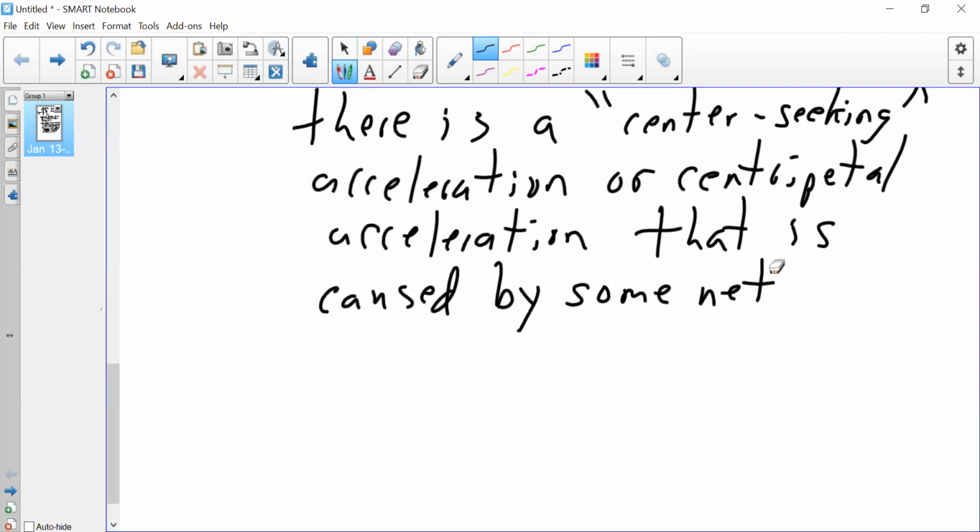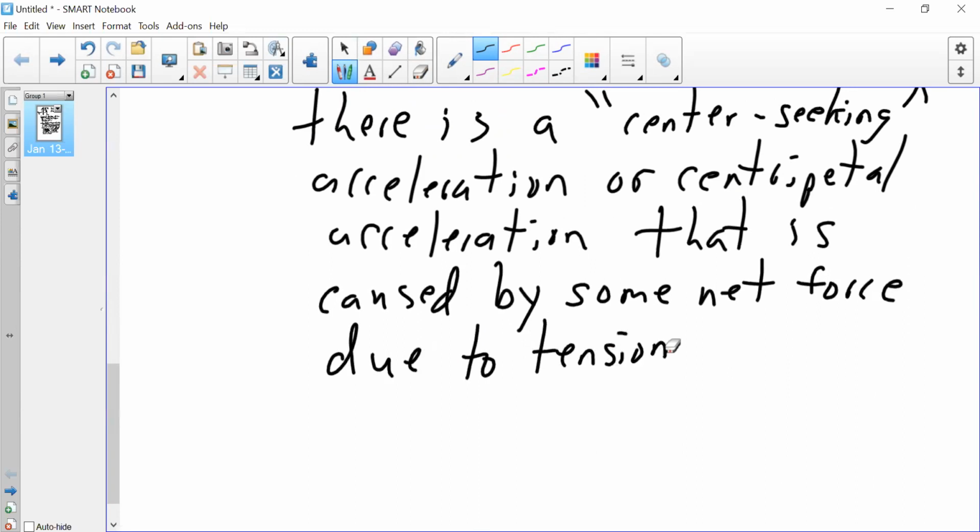The centripetal acceleration is caused by some net force due to such forces like tension, friction, gravity. This is going to be important because when we get to chapter 13, we're just going to take what we're doing here and expand it out to a real life application.